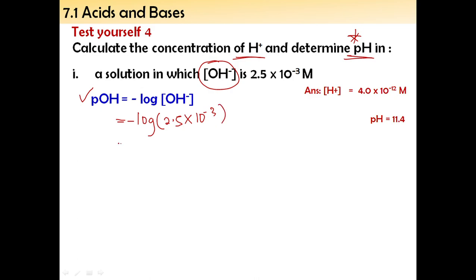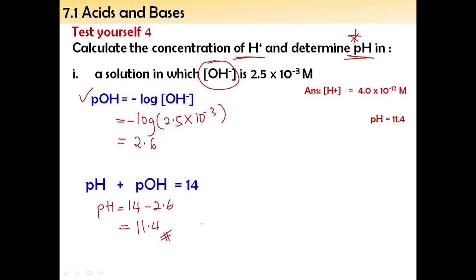Semua orang tekan calculator. Tolong buat bersama-sama dengan saya. Tekan calculator sampai awak dapat jawapan. Supposedly, you akan dapat 2.6. So, this is not the pH yet, this is only pOH. Jadi, untuk kita dapat pH value, kita akan guna relationship ini. Untuk kira pH equals to 14 minus pOH. Jadi, barulah awak dapat value untuk pH iaitu 11.4. So, siap untuk soalan yang pertama.